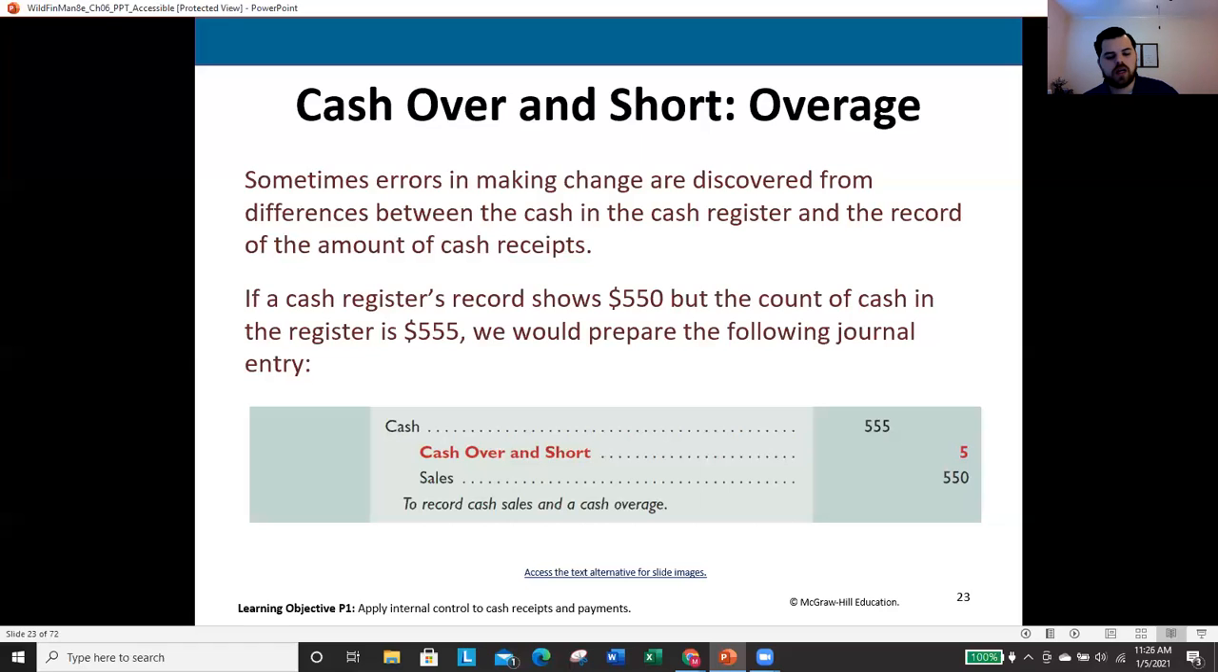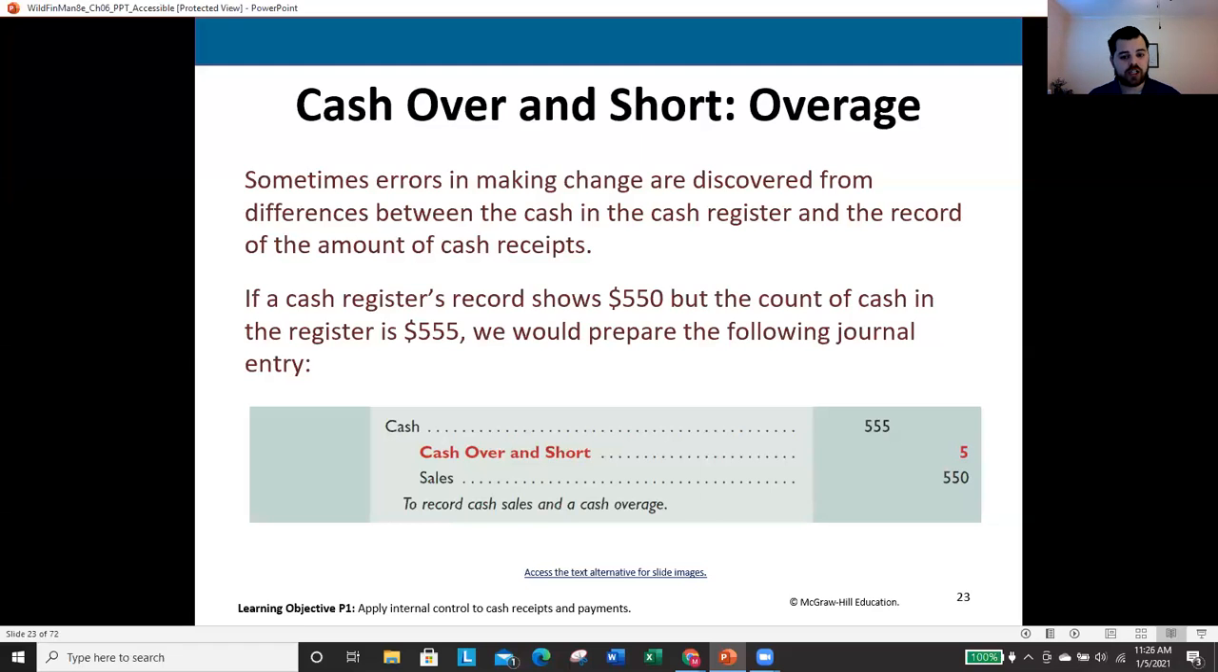So here's how this works. This account will have a credit when you are over the amount that you expect, and it will have a debit balance when you have an amount less than what you expect. So I want you to think of this similarly to how we think of gains and losses. A gain is similar, right? It is not a revenue, but it is similar to a revenue. And so a gain will have a credit balance. Well, if you have more cash than expected, that is similar to a gain as well. So if you have more cash than expected, this account will have a credit balance.